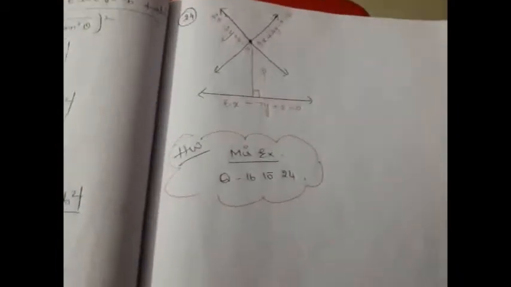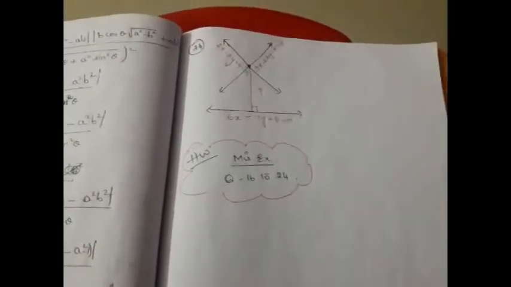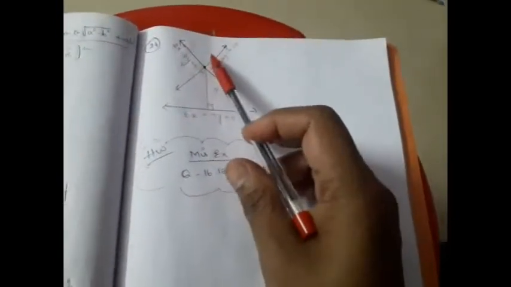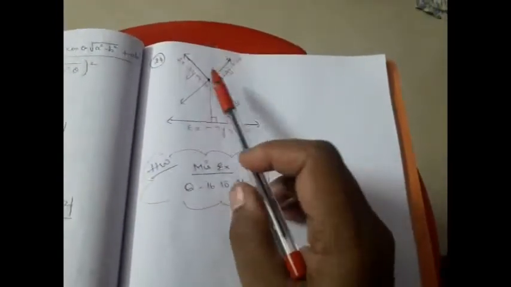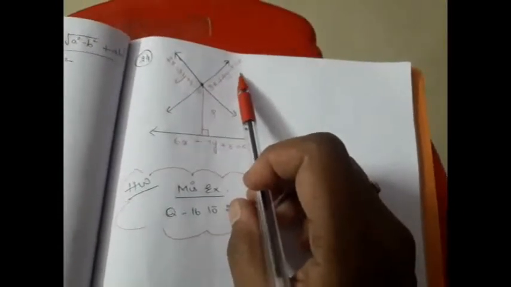Let us move on to the last question in the miscellaneous exercise. Question number 24. The question is, a person standing at the junction of two straight lines represented by the equations 2x minus 3y plus 4 equal to 0 and 3x plus 4y minus 5 equal to 0. He wants to reach the path whose equation is 6x minus 7y plus 8 equal to 0 in the least time. Find the equation of the path he should follow.